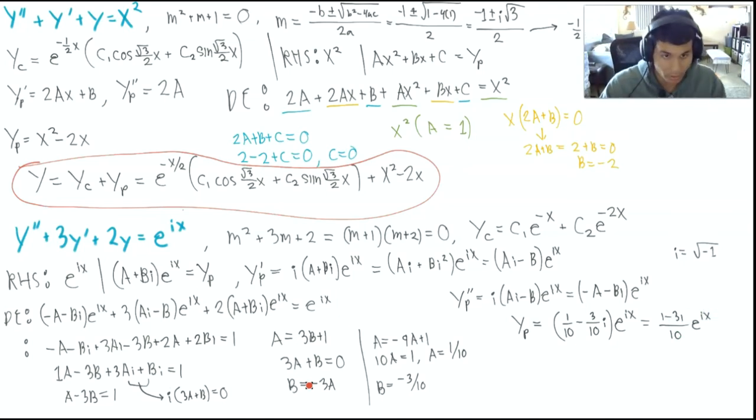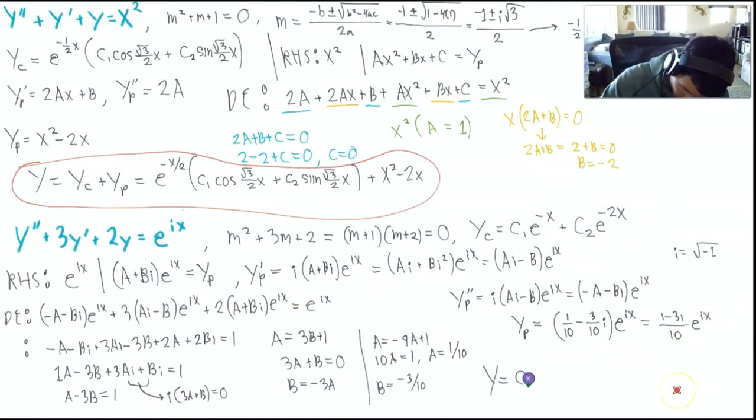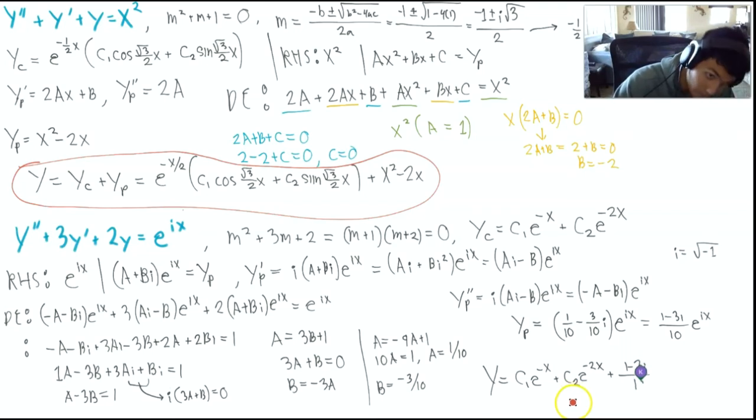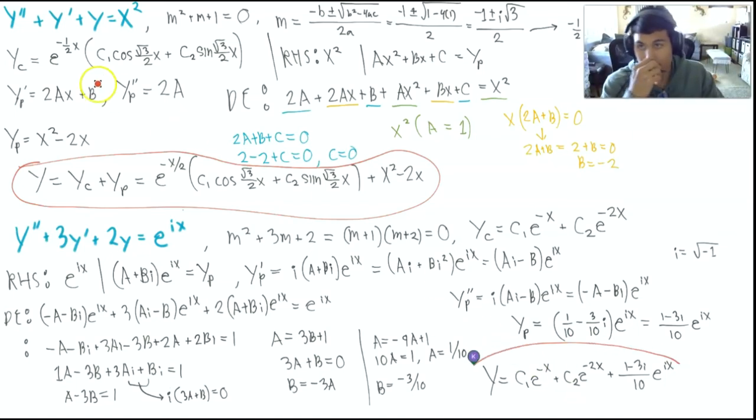And remember, for our actual solution, it's yp plus yc. That's equal to our actual solution. So y is equal to this plus this: c1 e to the negative x plus c2 e to the negative 2x, all of that plus 1 minus 3i over 10 e to the ix. And that's our final answer right there.